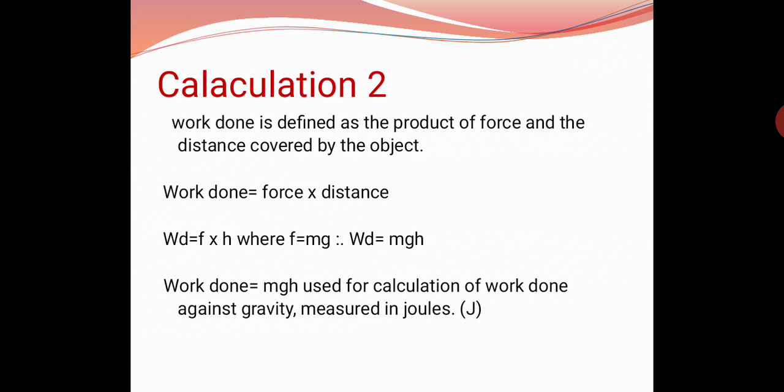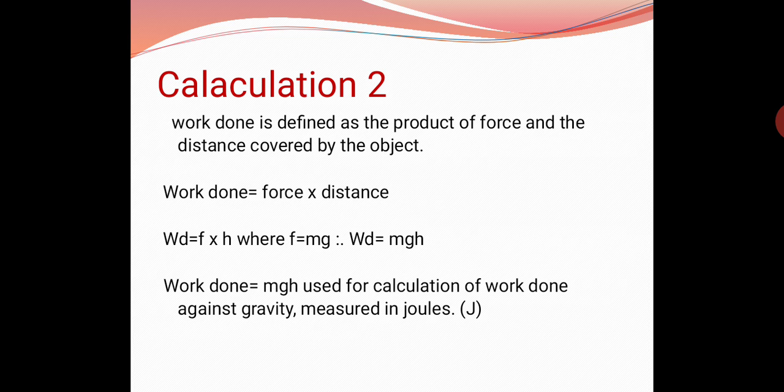Work done is defined as the product of force and the distance covered by the object. That means work done is equal to force times distance. Work done, which is represented by WD, is equal to F times h, where F is mg, and so work done is mgh. Now let me take that again. We are substituting mg for force. Let's check it out. Work done is equal to force times distance.